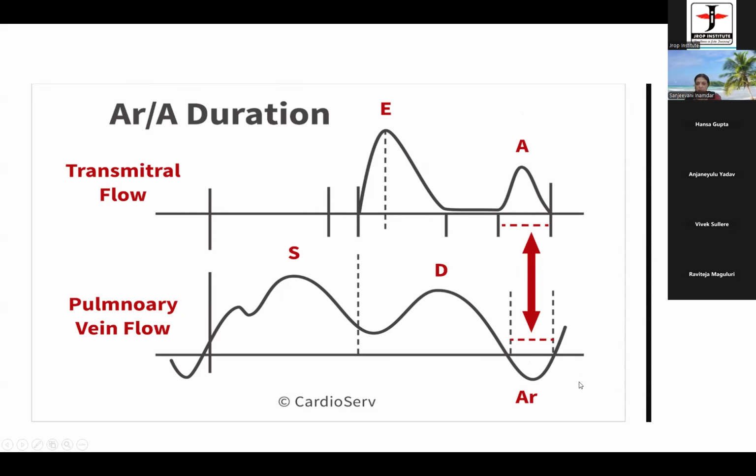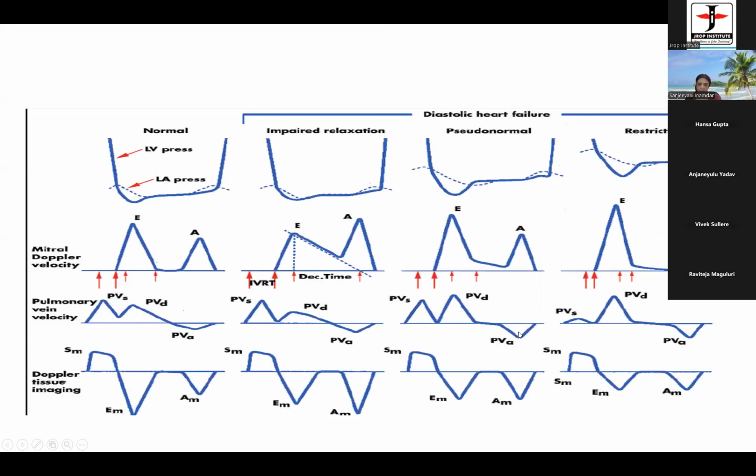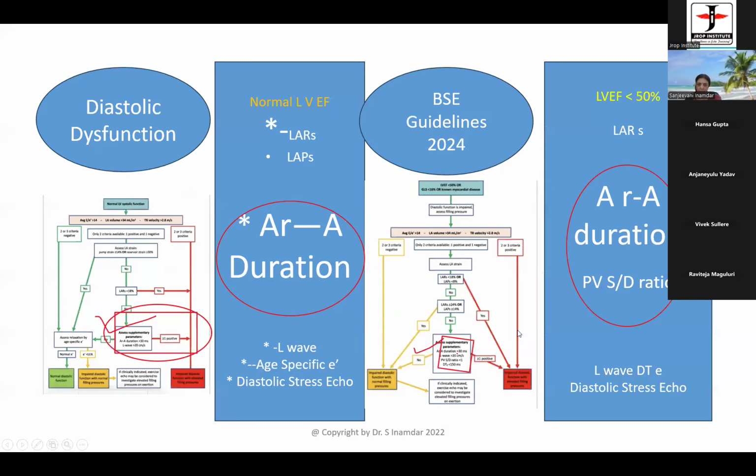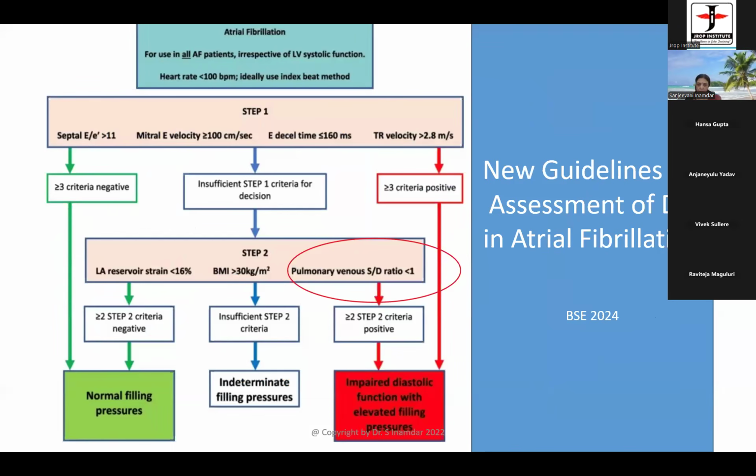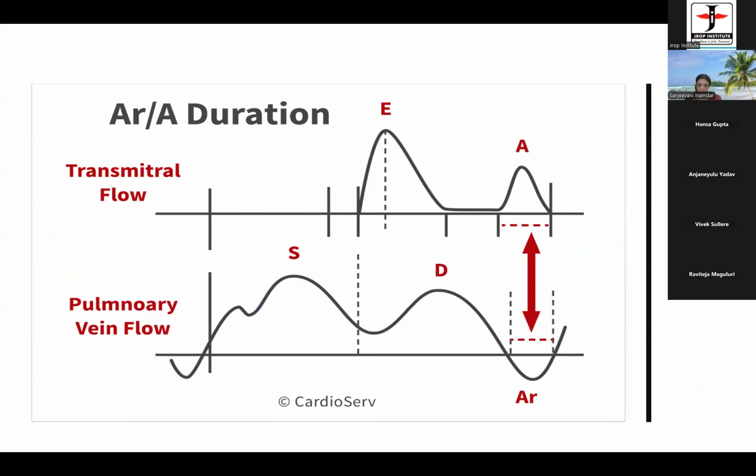So this is the earliest sign in diastolic dysfunction. There are two things: one is the maximum velocity of A reversal, and the other is the duration of the A reversal and the transmitral A. Everyone should understand that there are two parameters involved in assessing the left atrial pressures or the left ventricular pressures. These are two different things.